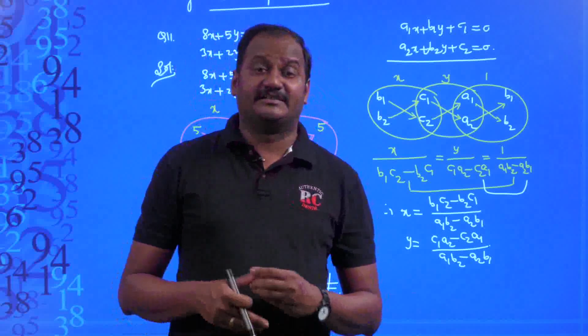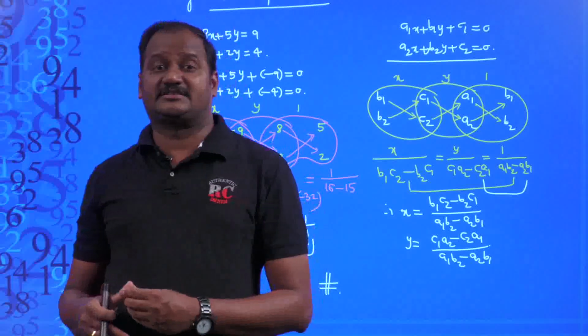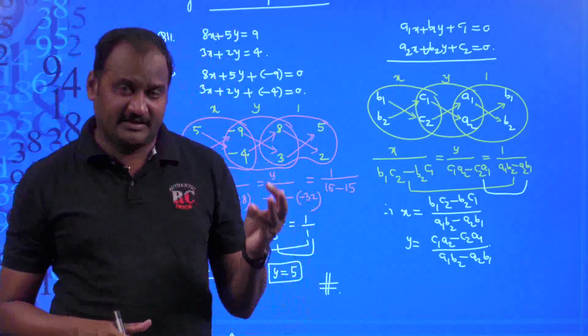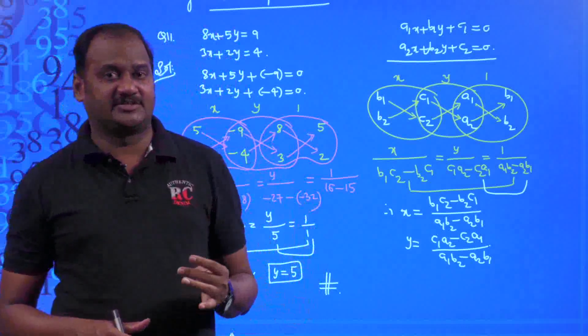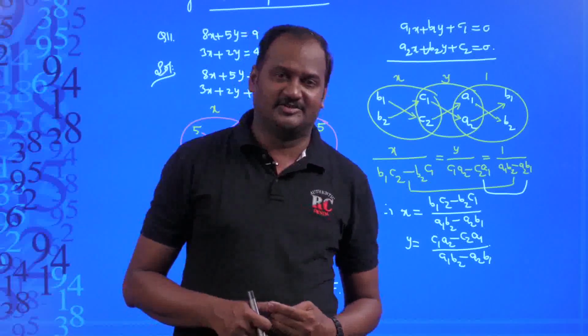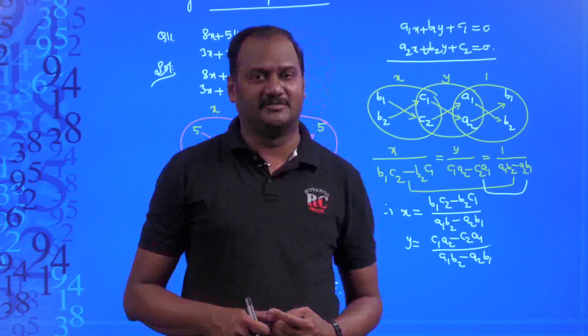And later on, we discussed different methods of solving a pair of linear equations. They are namely the substitution method, elimination method, cross multiplication method, and of course the graphical method also. Hope you understand. So this is about the linear equations in two variables chapter.